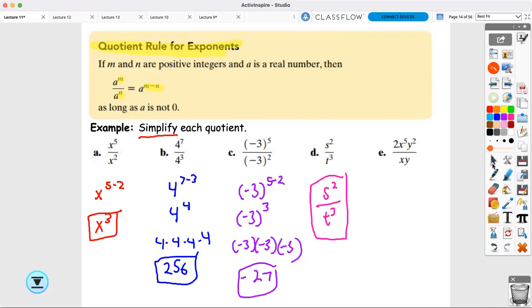And then on E, we have 2 divided by 1, right? As an invisible 1 here. And 2 divided by 1 is just 2. And then we have X's, right? So then X, we have 5 over 1. So it'll be 5 take away 1. And then for the Y's, it'll be 2 take away 1 as well. So then simplify that. So it'll be 5 minus 1 is 4. 2 minus 1 is 1, which is just Y. And we're done here.